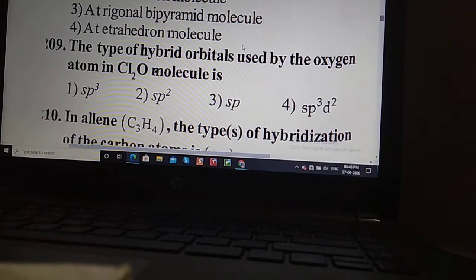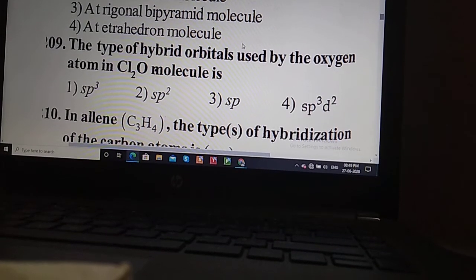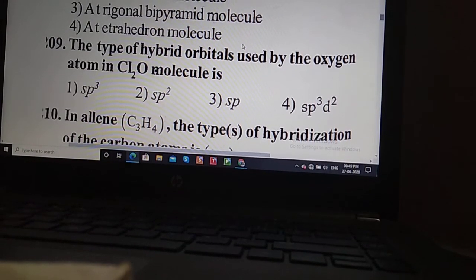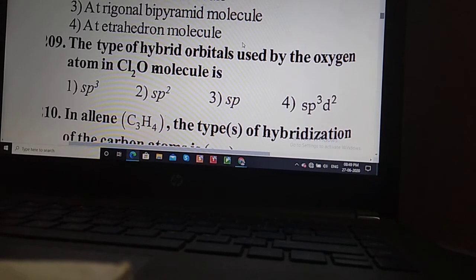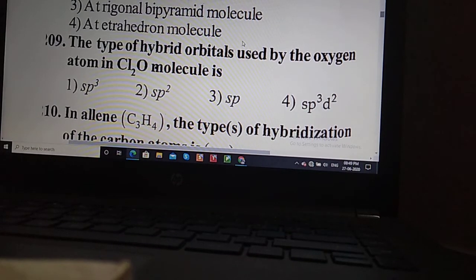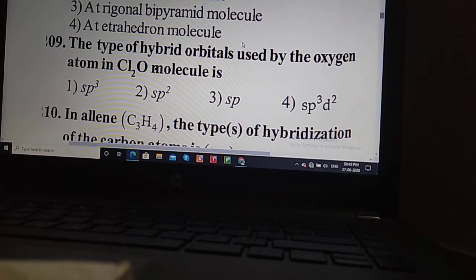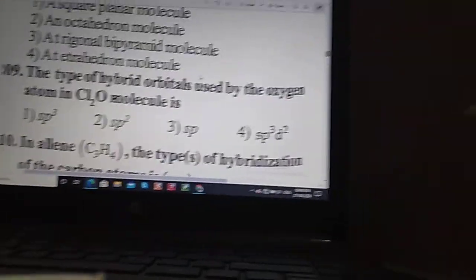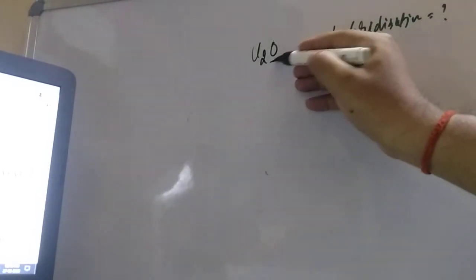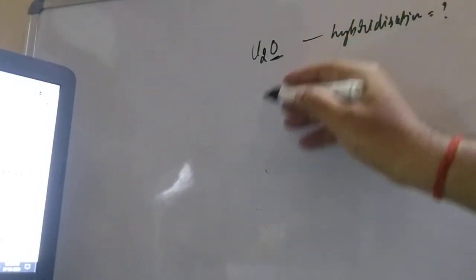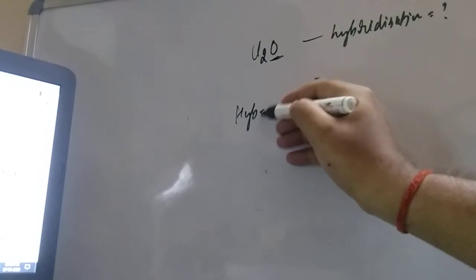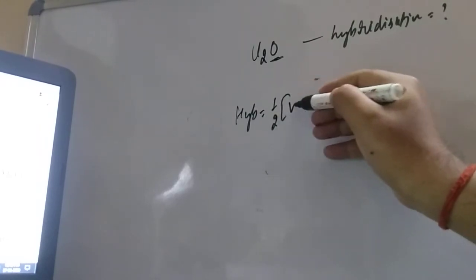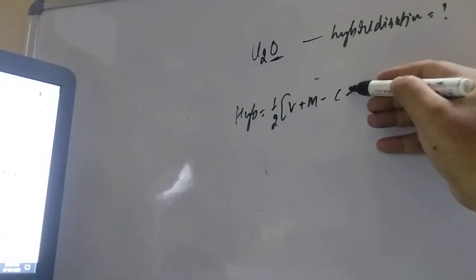The type of hybrid orbital used by the oxygen atom in the Cl2O molecule. The Cl2O molecule is there. They are asking about hybridization, student. So better to come here and try to understand on the board, student. When you are talking about the Cl2O molecule, oxygen is the central atom, student. So the hybridization short formula is what, student? 1/2 in bracket B plus M minus C plus A.